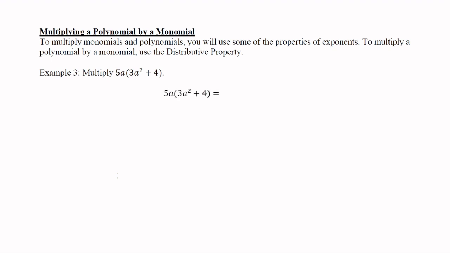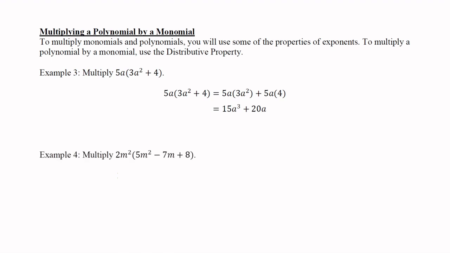First, we're going to distribute the 5a to the 3a squared. We'll distribute the 5a to the 4. And then we'll multiply each piece. So 5a times 3a squared gives us 15a cubed. 5a times 4 gives us 20a. So our final answer is 15a cubed plus 20a.